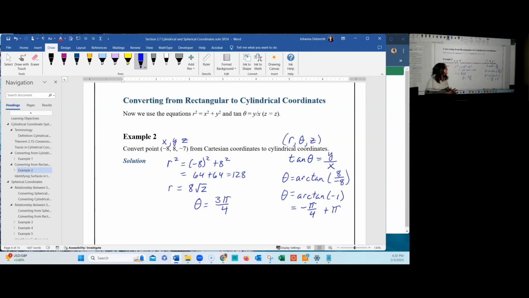Let me go over how I did that. I looked at the x and y coordinates. x is negative, y is positive. If x is negative, it's behind the screen. y is positive, it's that way. The positive x is here, so I've gone past the screen, and I'm in quadrant 2. So in quadrant 2, the equivalent angle is 3π/4. And then I simply write the coordinates in cylindrical as 8 square roots of 2, 3π divided by 4, and the z stays -7. And that becomes my solution.